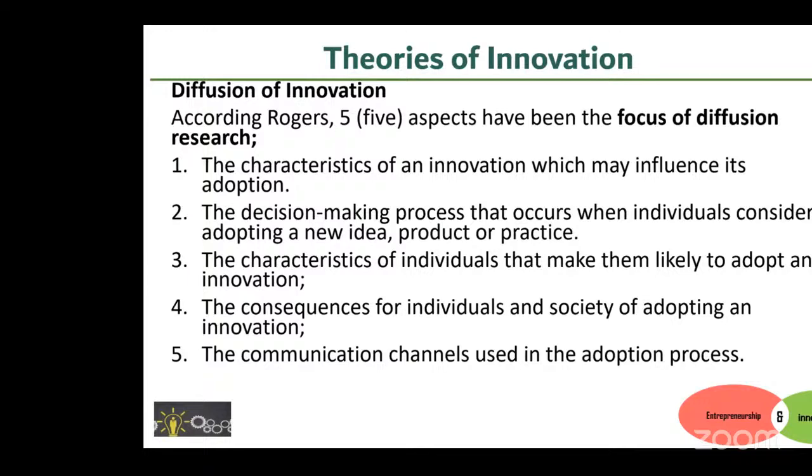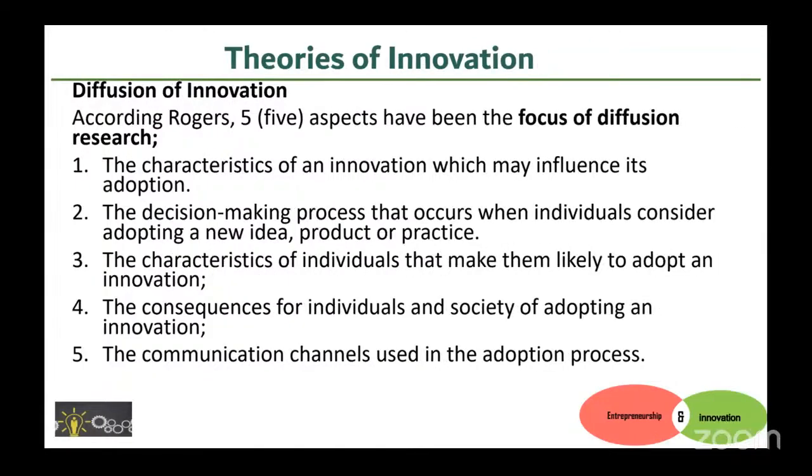Okay, let's move to another one. Another aspect of diffusion of innovation: according to Rogers, it has 5 aspects, and these 5 aspects are the focus of diffusion of innovation. Let's list them. The first is the characteristics of an innovation which may influence its adoption. The second is the decision-making process that occurs when individuals consider adopting a new idea, a new product, or practice.